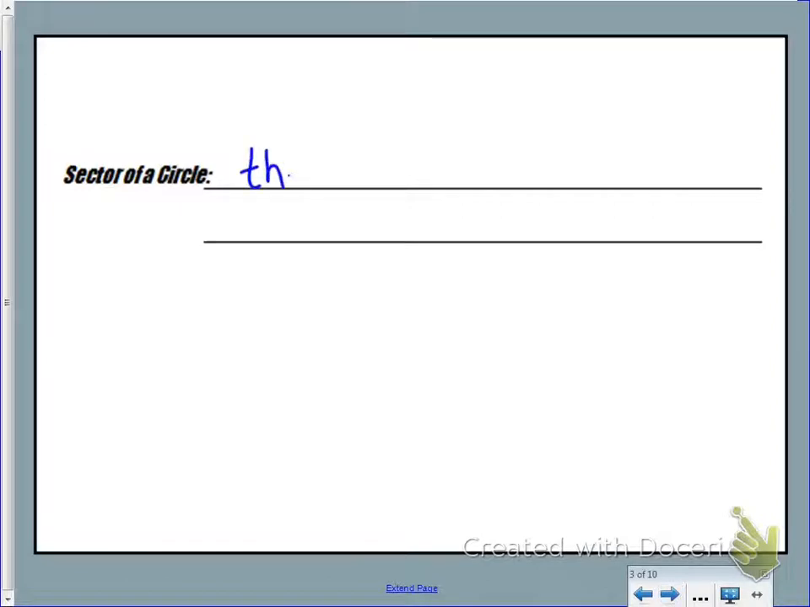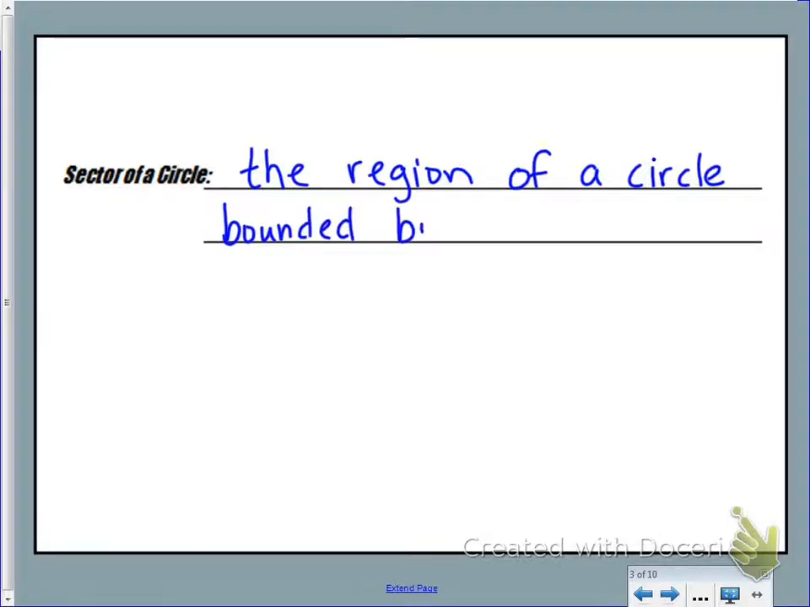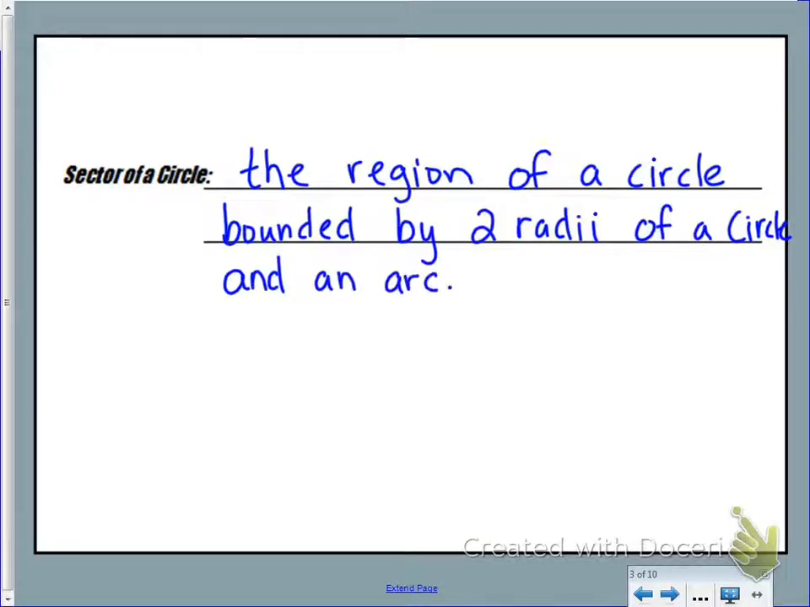It's the region of a circle bounded by two radii. Radii is just plural for radius. So it's the region of a circle bounded by two radii of a circle and an arc. It would look something like this.